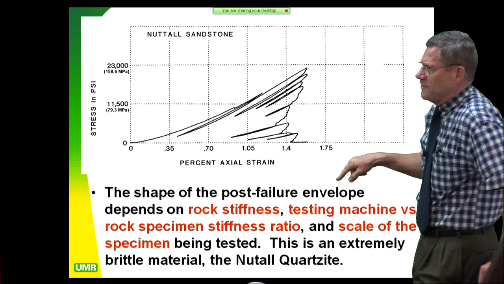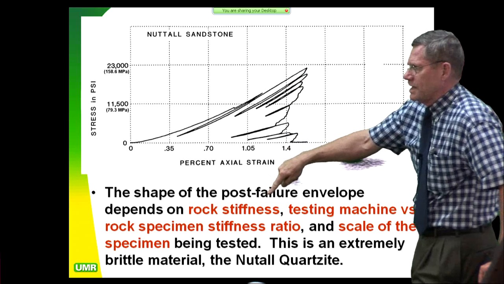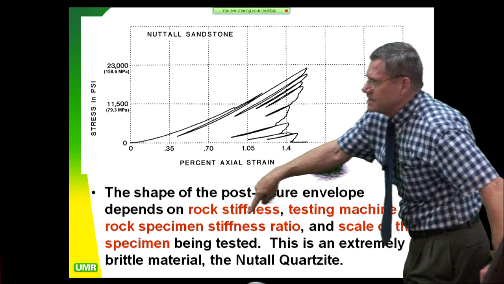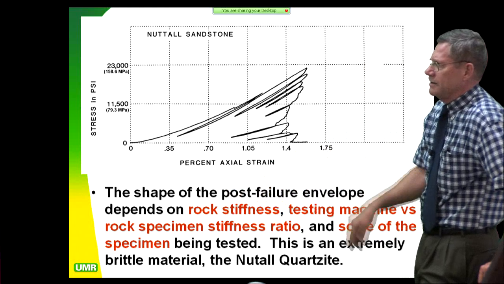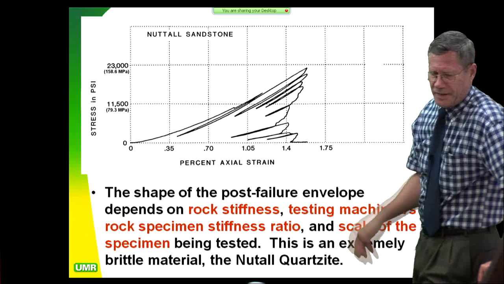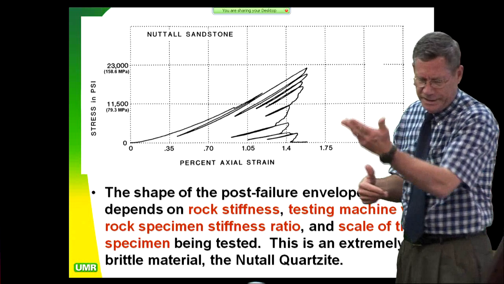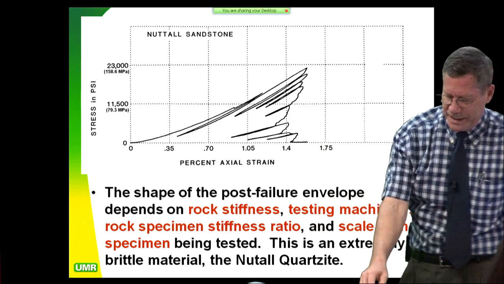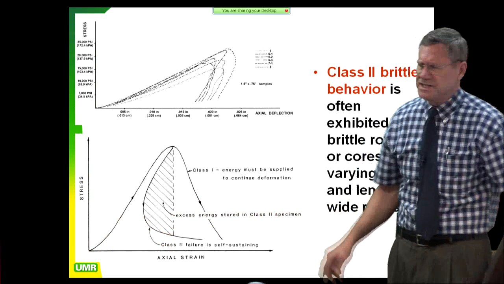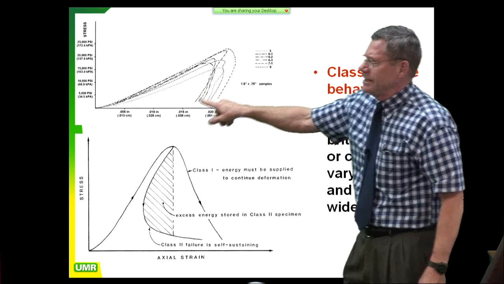So what I started finding was that the shape of this post-failure envelope really depended on the rock stiffness and the testing machine versus the rock specimen stiffness ratio and the scale of the test of the specimen being tested. And Dick Biniowski helped me in all that. Werner Werbersick actually did this under Dick for his PhD thesis down in South Africa before Dick came up to Penn State.